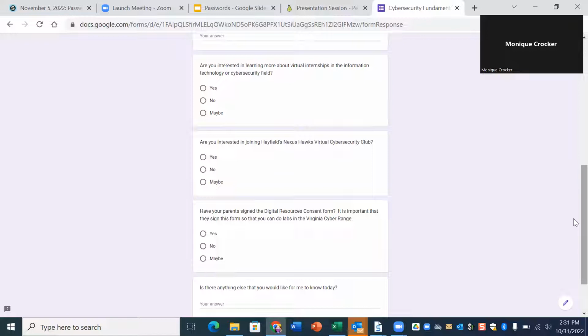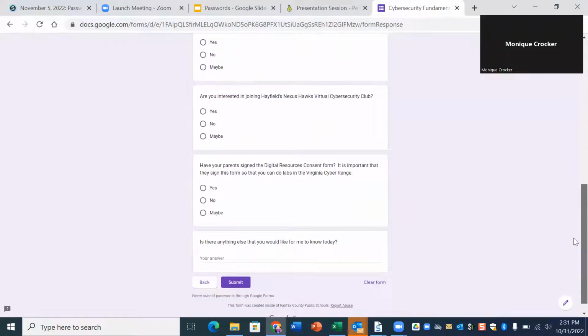Just also a little reminder of the digital resources consent form. If you haven't got that in, please get that in as soon as possible, because again, we are doing those labs in Virginia Cyber Range, and I want to make sure we're all legit. I want to make sure we're all caught up with everything that we need to stay in compliance and be able to do these ranges.